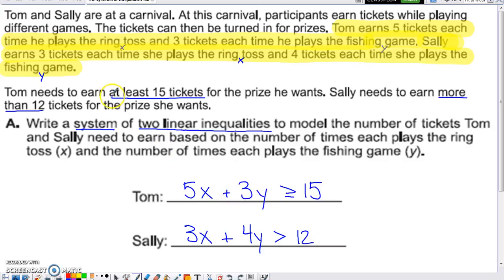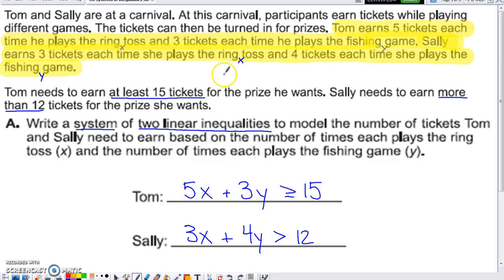I went back and I kind of reread this. It says he wants to earn at least 15 tickets. So he'll be happy with 15. He'll also be happy with more than 15. And that told me the total number of tickets he earns has to be greater than or equal to 15.